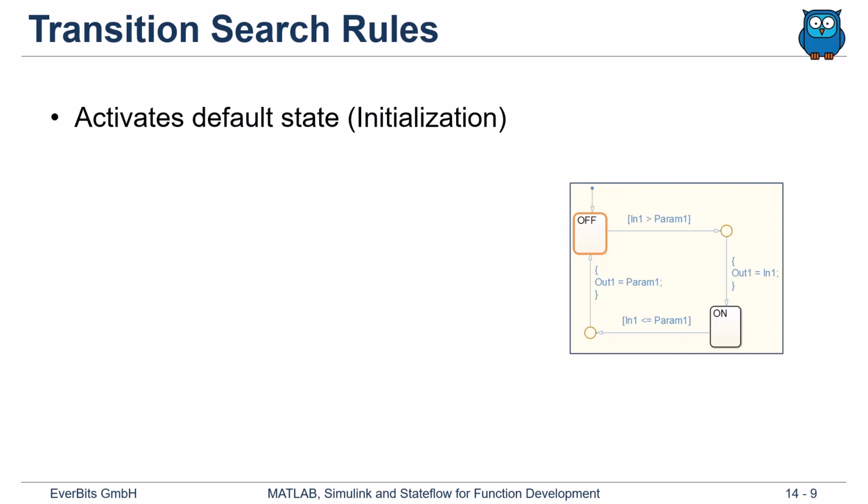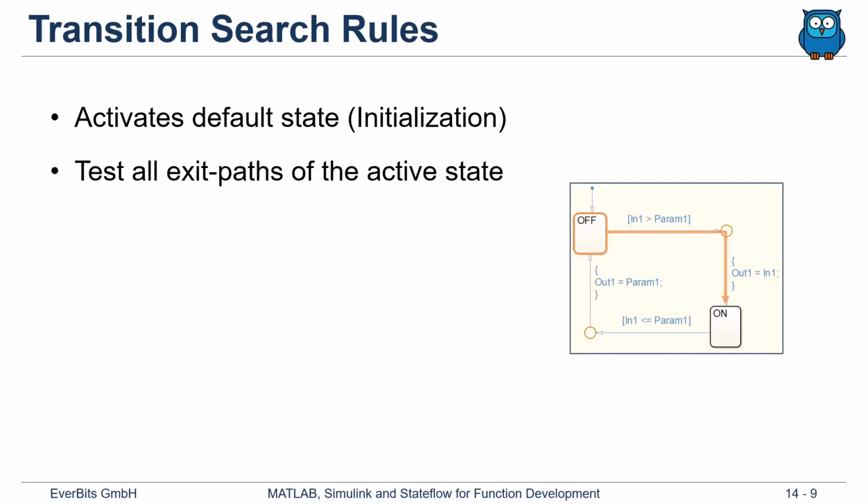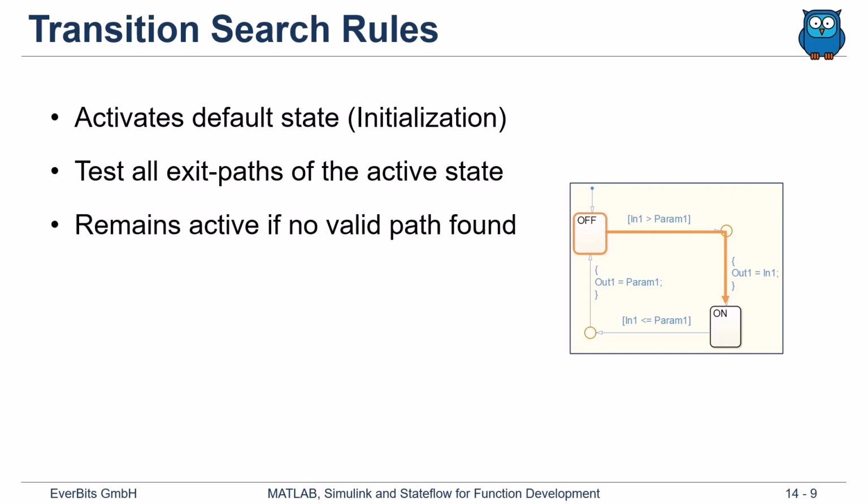The transition search rules in this example start with the initial state, activated by the default transition. The default state will be initialized at the beginning of the simulation. In the next time step, all of the available exit paths of the active state will be tested. In this case, we have just one exit transition. The active state remains active if no valid path was found.